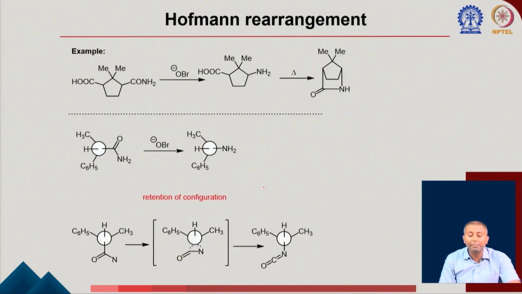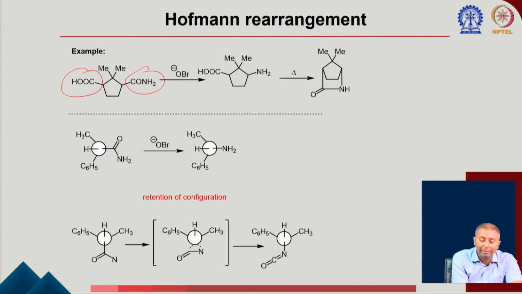Then there is some example of Hofmann rearrangement here. You can see in this example what is happening. You have a carboxylic acid and you have an amide here. So it is actually interacting with the amide, abstracting this NH proton. Then there is a CONHBr first, and then it is going to abstract the NH proton, then formation of isocyanate, and there it will form the carbamic acid if you have water here, and then it is going to finally form the corresponding amine.